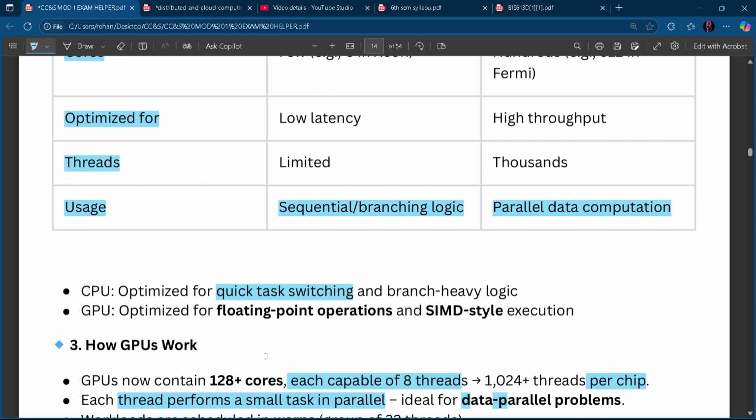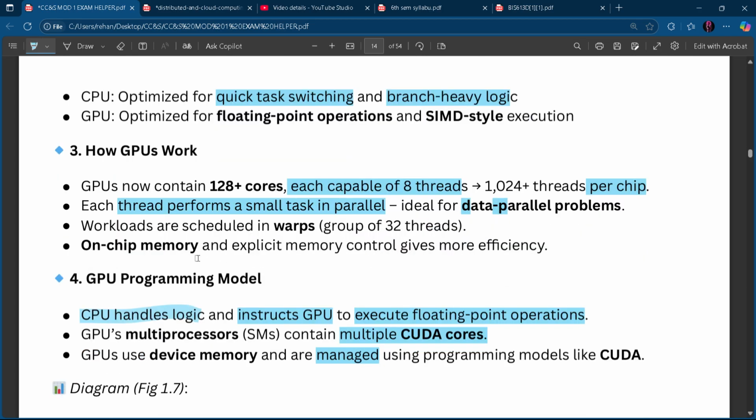The CPU is optimized for quick task switching and branch-heavy logic. You already have branching logic under usage, and you can simply re-mention it here as branch-heavy logic. The GPU is optimized for floating point operations and simple SIMD (single instruction, multiple data) style execution. We saw this earlier, where the GPU is designed to perform SIMD style execution. How does the GPU work?